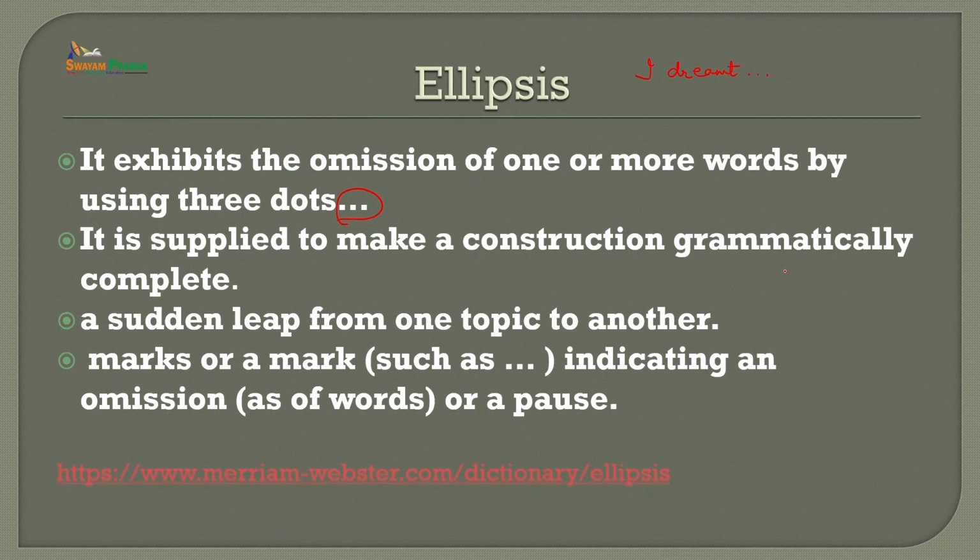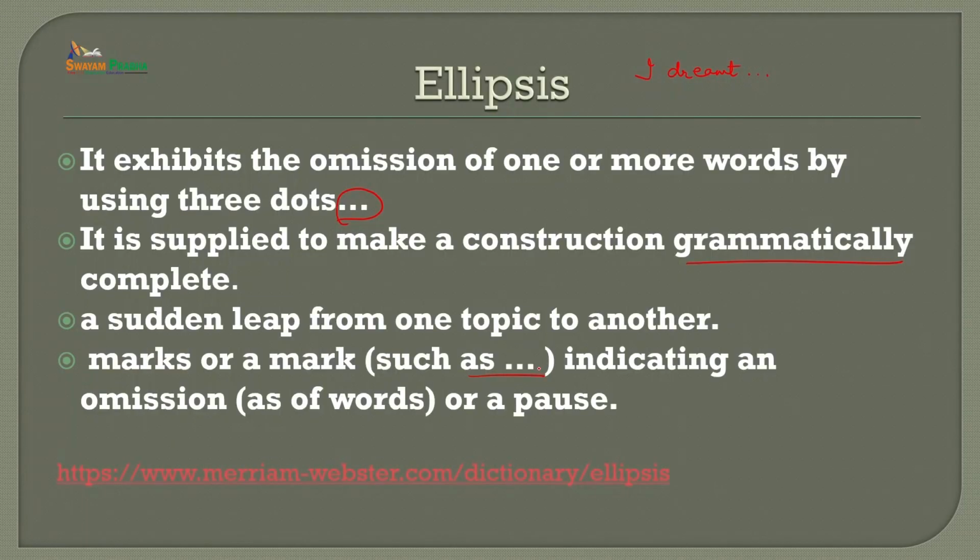Now, further, it is supplied to make the construction grammatically correct. It will convey the entire meaning to the listener, and a sudden leap from one topic to another. If somebody wants to talk about his aim, his goal, and then he wants to talk about his future plans, and then further he wants to talk about his past, that is his background, college background. So from one to second and third, if he wants to make a sudden leap, to switch from one theme to another, in that condition this is very helpful. And obviously, it is marked like this, indicating an omission of words or a pause. According to the Merriam-Webster dictionary, I have just taken up these particular meanings.